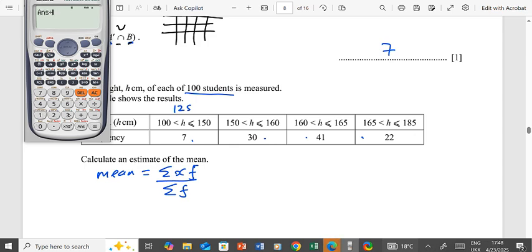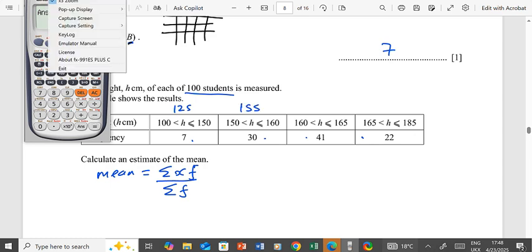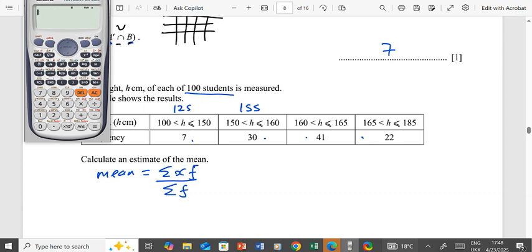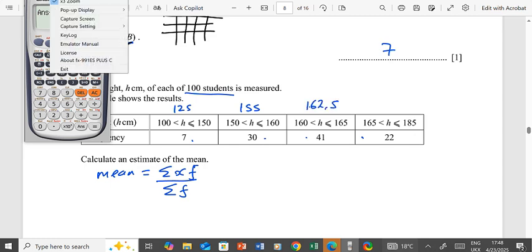I add the 2, then divide by 2. The answer is the midpoint is 155. The next class is running from 160 to 165. Then I divide that by 2. It gives me 162.5. So that's the mid interval, 162.5.